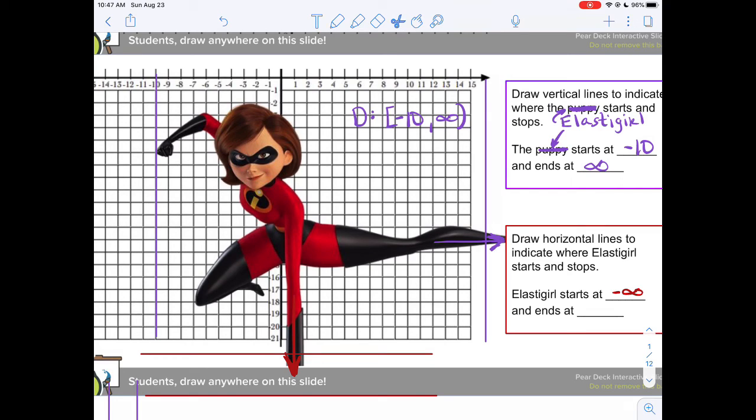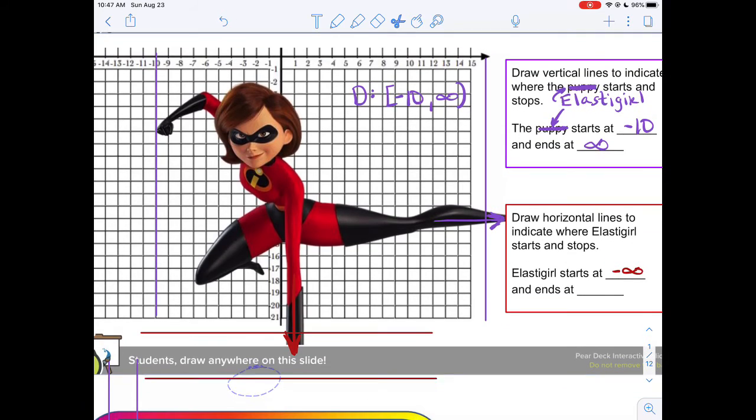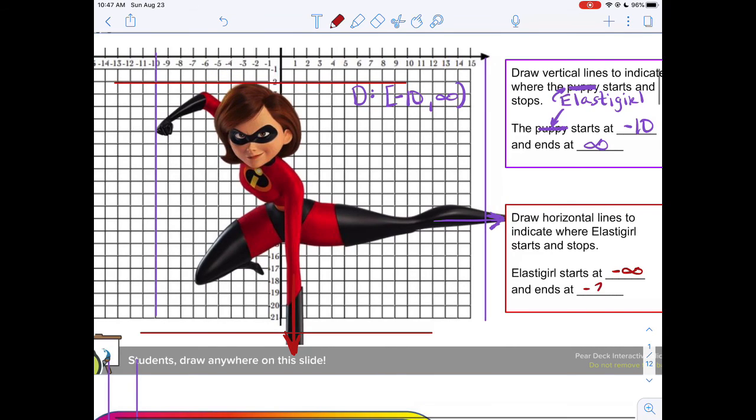Now if we continue from bottom to top, we see that Elastigirl ends at about negative 2. So I'm going to say that Elastigirl has a range, again writing in interval notation, from negative infinity to negative 2.